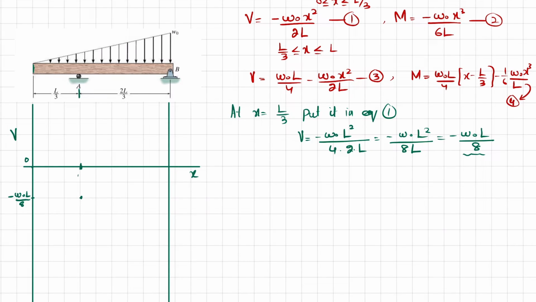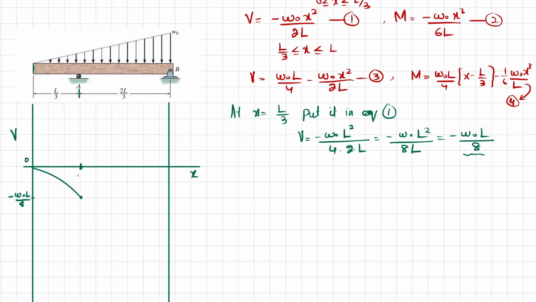Now you can see that the load is a first degree load, a straight line, so the shear force will be a second degree curve since the load is negative. So we will join them by using a curve in clockwise direction. So it will be like that.